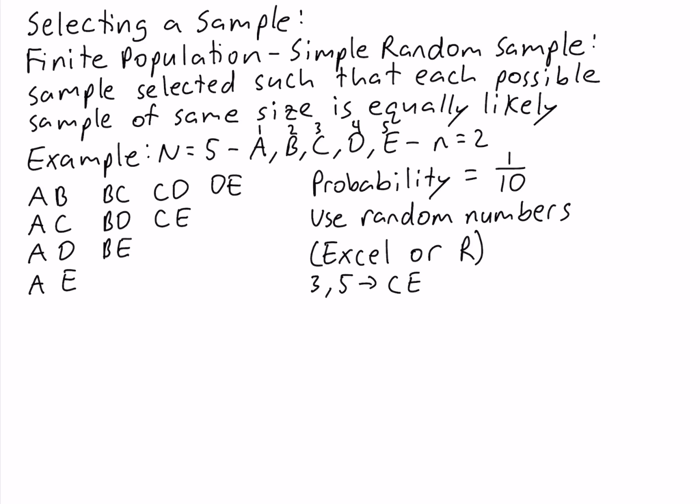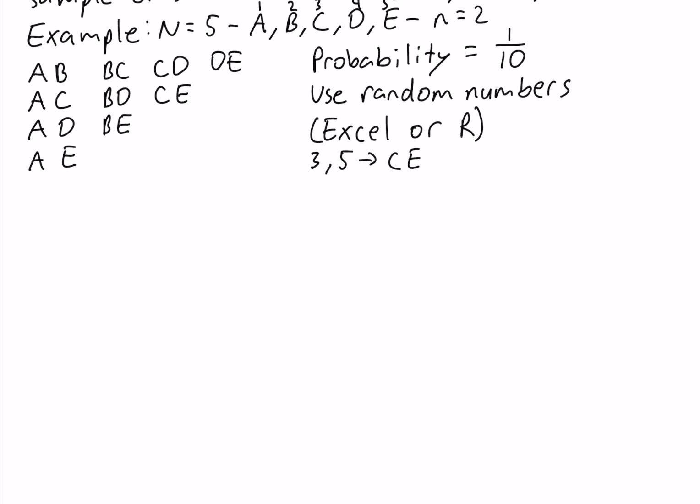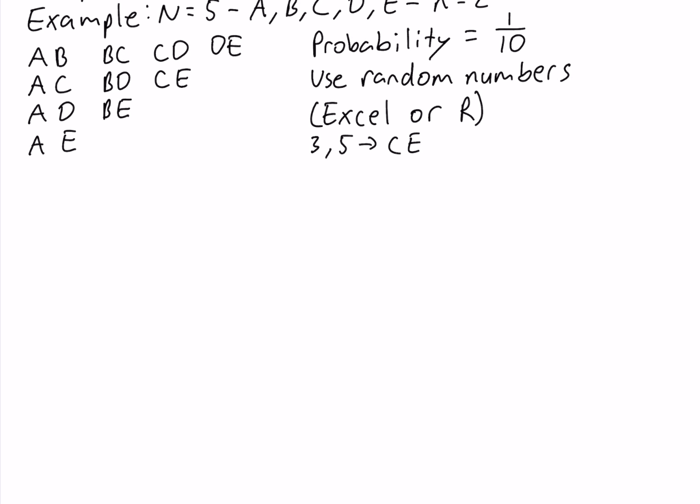Now this sample would be a simple random sample because all the other samples of size 2 had the same probability of being selected. Now, there are two different types of simple random samples. We can use sampling without replacement.